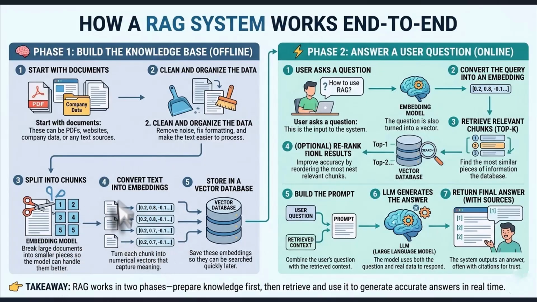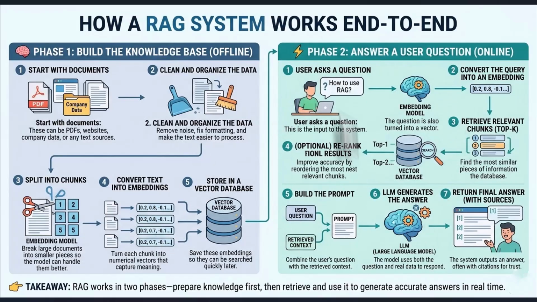And we convert text into embeddings. That is, turn each chunk into numerical vectors that capture meaning, okay? And then store it in a vector database. That is, save these embeddings so they can be searched quickly later. So this is the first step, okay?